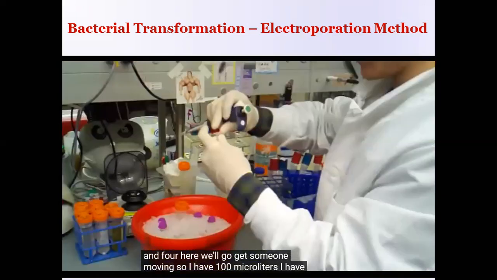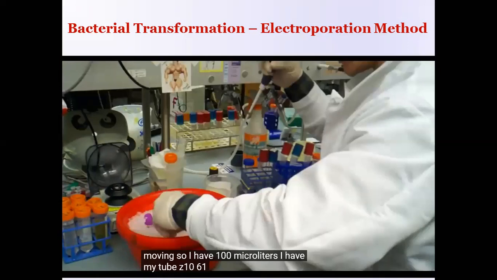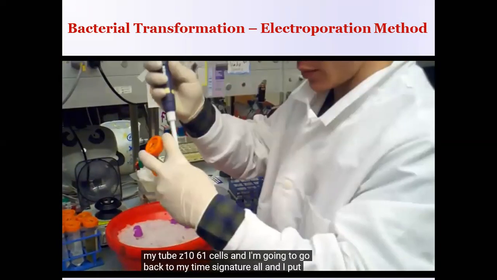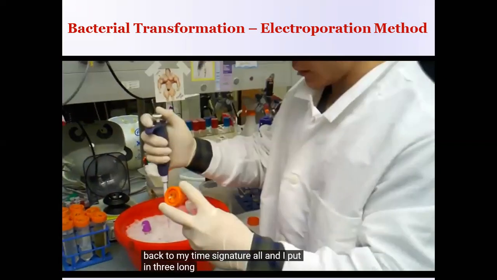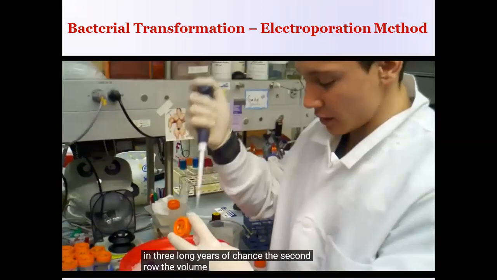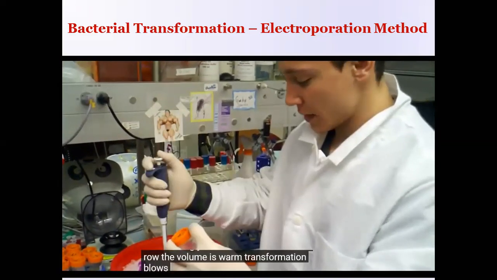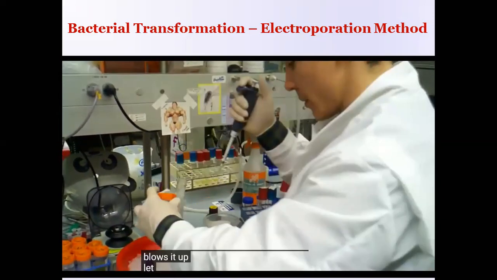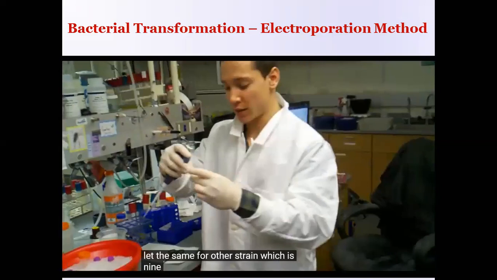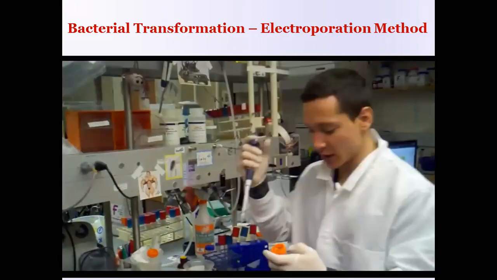I have my tube. This is our MZ1061 cells, and I'm going to go back to my 10% glycerol. I'm going to put in 3 volumes of 10% glycerol. So each volume is 1 transformation. And then I'm going to close it up. And I'm going to do the same thing for our other strain, which is our 9116 cells, which are just a strain that we have in the lab that I use a lot.